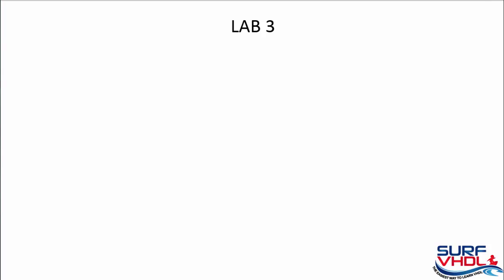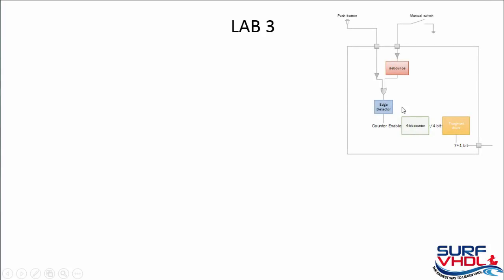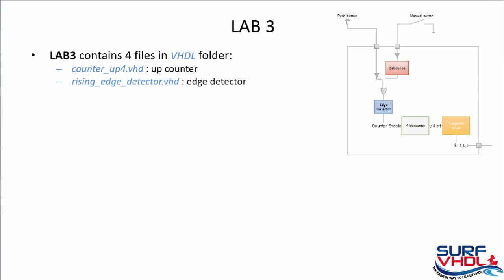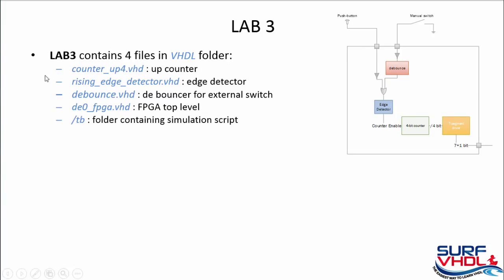Now it's time to write your code. In the previous lab we designed the FPGA with edge detector, counter and segment driver. In this case we need to add the debounce logic at the manual switch input. So go in the lab3 folder, and in the VHDL folder you will find 4 files: counter up, rising edge detector, the debounce VHD, and the top level DA0 FPGA. TB folder contains the simulation script. Open the file debounce.vhd and complete the code in order to design the debounce logic.